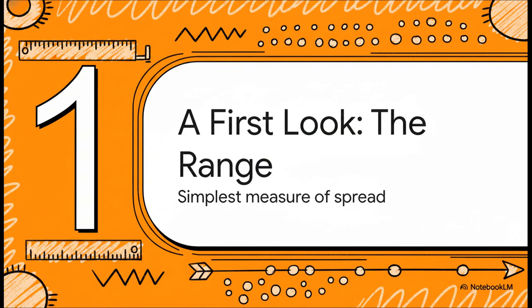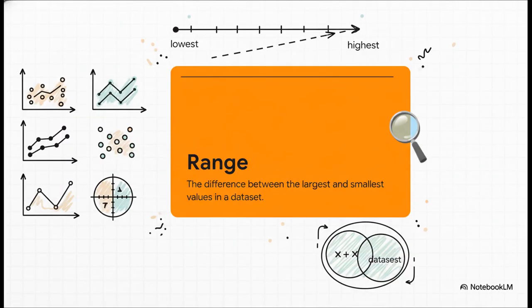To really get a handle on that spread, we're going to need some tools. And we're going to start with the simplest, most intuitive one in our toolkit, the range. So what is the range? It's honestly the most basic way to see the spread. You just find the absolute highest value, find the absolute lowest value, and calculate the distance between them. It's kind of like measuring the wingspan of your data.